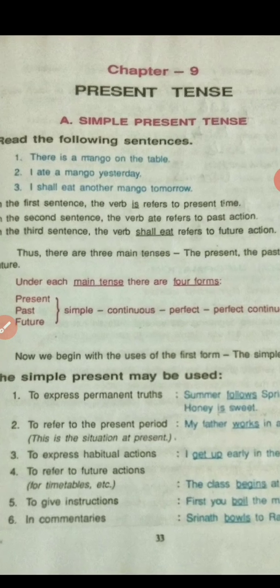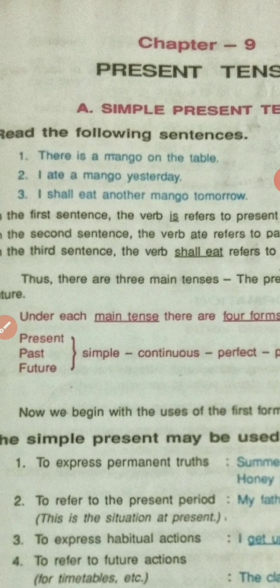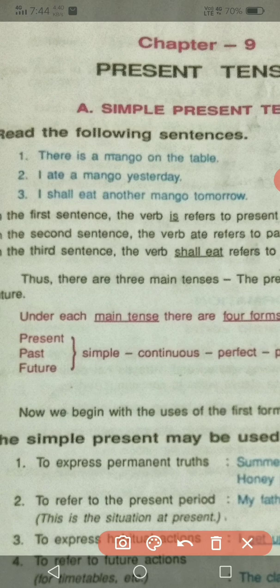There is a mango on the table. See here, in this sentence, the verb is "is". Okay, this refers to present tense. There is a mango on the table. The verb "is" refers to present tense.